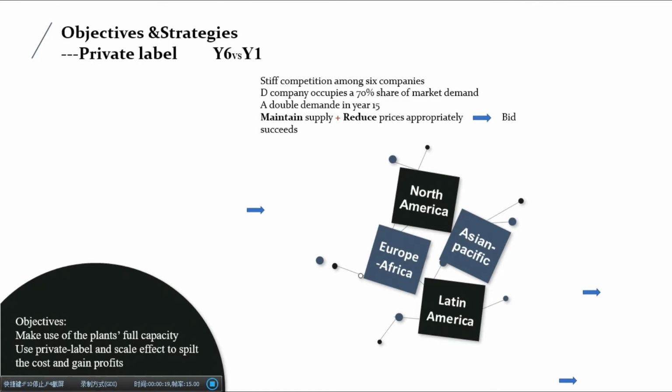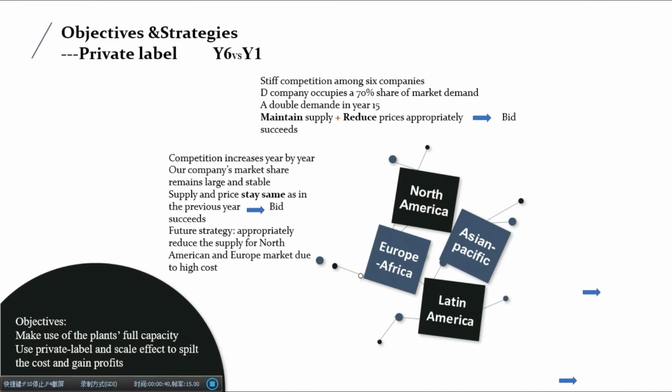First, I will speak about North America. In consideration of the stiff competition among 6 companies and the company that occupies a 70% share of market demand, we decided to maintain supply and reduce price appropriately, as the demand in year 15 has doubled. As a result, our bid has succeeded.